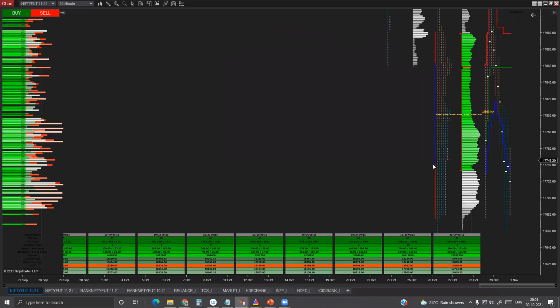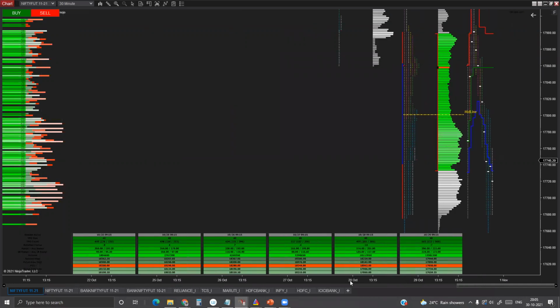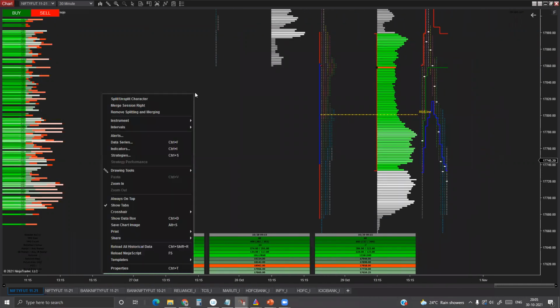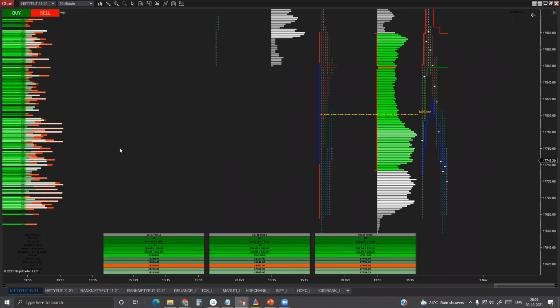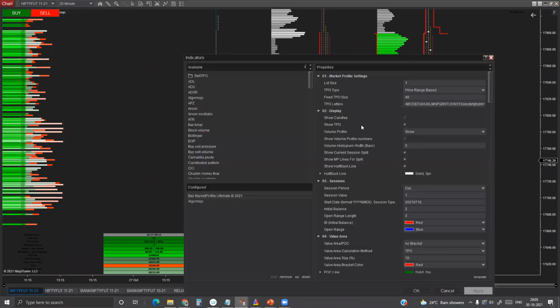I'm just changing the TPO size. Even this is pretty small, because the market has been a bit volatile the last couple of days, almost 300 points plus fluctuation in the last two trading sessions. I'm going to start with Nifty and Bank Nifty charts. I'm going to change it to fixed, say maybe 100, apply, and press OK.